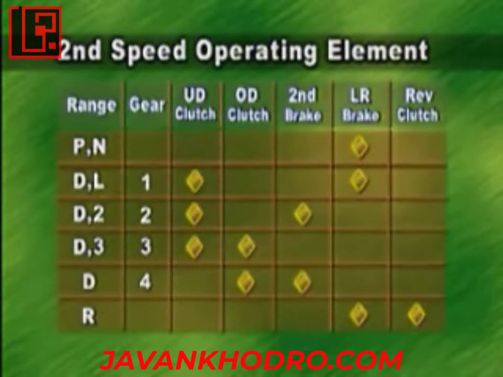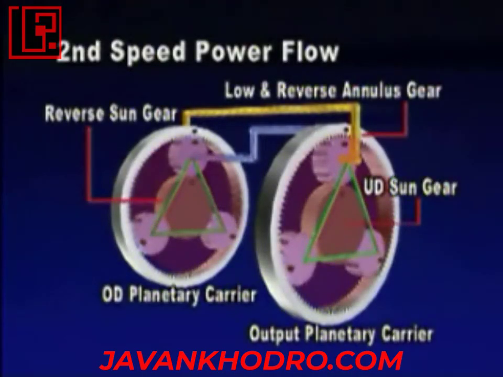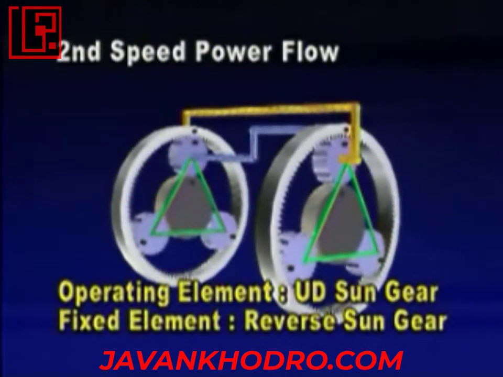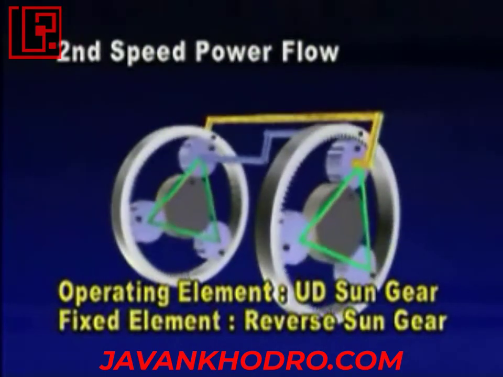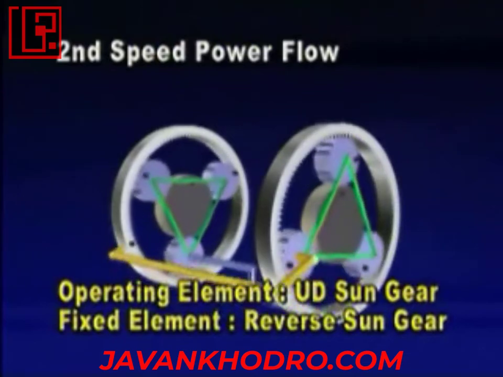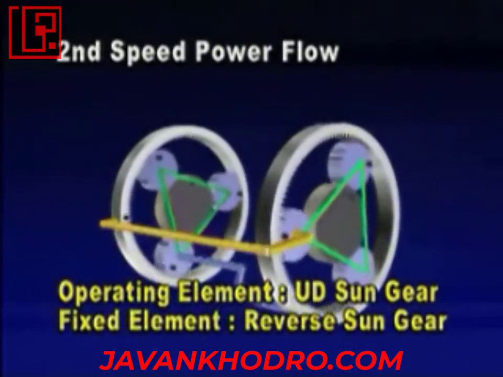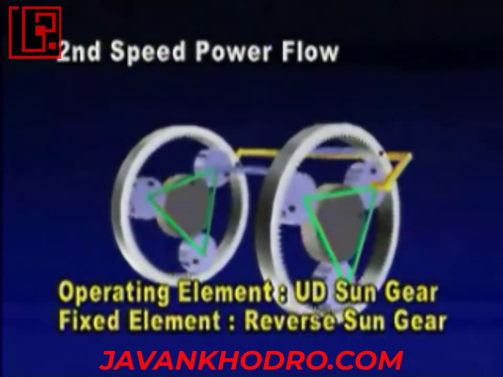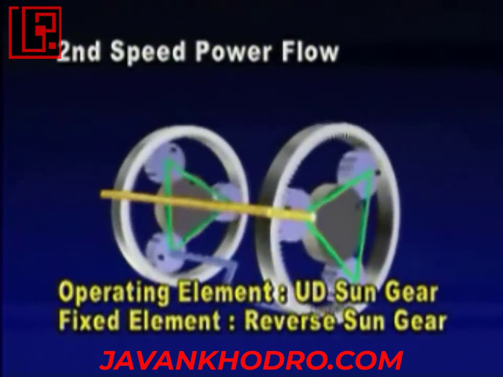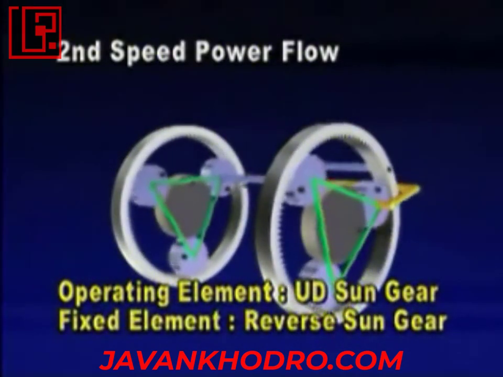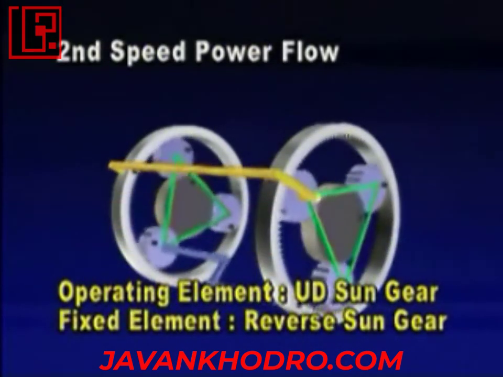In second speed, the underdrive clutch and second brake are operated. The underdrive clutch is always in operation until the third speed of forward drive. Like the first speed, power is transferred to the underdrive clutch and drives the sun gear, and accordingly, the output pinion is driven. Since the reverse sun gear is fixed by the second brake, driving force from the output annulus gear rotates the overdrive planetary carrier to the right direction, as the overdrive pinion idles around the reverse sun gear.